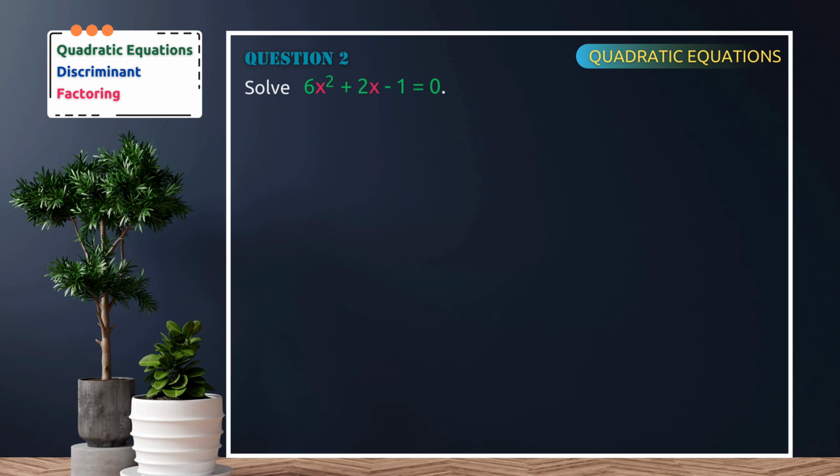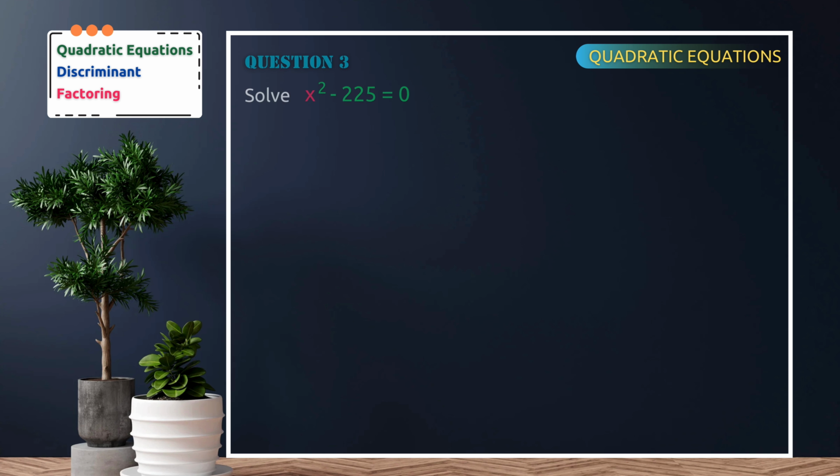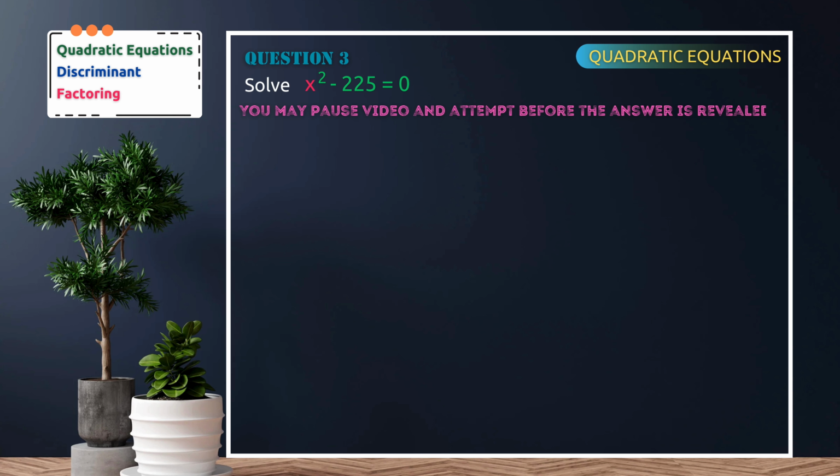For our second problem, solve 6x squared plus x minus 1 equals 0. The solution is x equals 1 over 4 and x equals negative 1 over 2. And lastly, solve x squared minus 225 equals 0. The solution is x equals 15 and x equals negative 15.